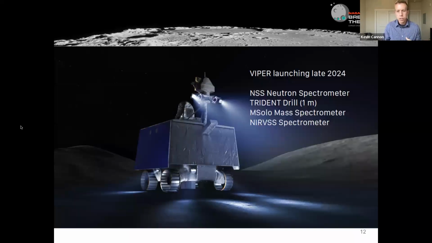Okay, so our first chance to get what we call ground truth, so kind of validation of all these orbital remote sensing, is something called the Viper mission. This is being run by NASA. It's been delayed recently, so it'll now be launching in late 2024. And this is actually the first ground-based rover mission to investigate these possible ice deposits at the poles of the moon, specifically the South Pole.